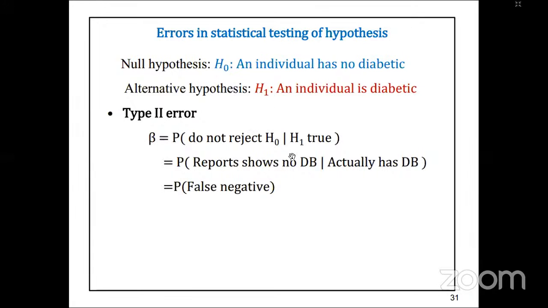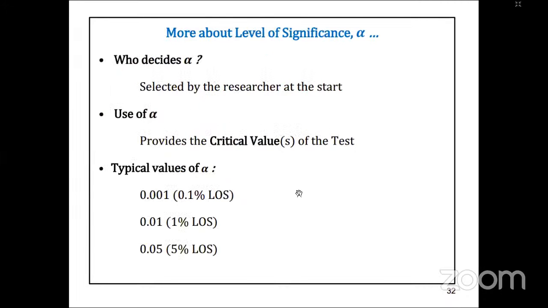Type 2 error, I have already talked about this. This is false negative, probability of false negative, and you have to only look at the type 1 error. Now, who is going to decide alpha? Obviously, whatever hypothesis you are setting up, the value of alpha will be chosen by the researcher.